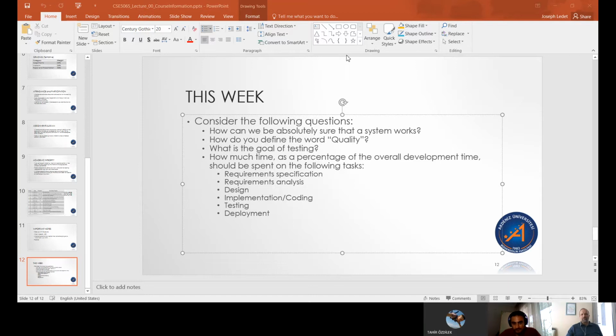So how do you define quality? What do you think it means for something to have quality? And this doesn't have to be software alone. This could be anything. How do we know that a car has quality? How do we know that when you go to the bazaar and get fruit or vegetables, what quality fruits and vegetables are?